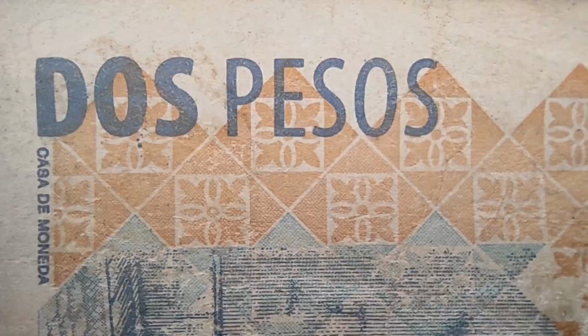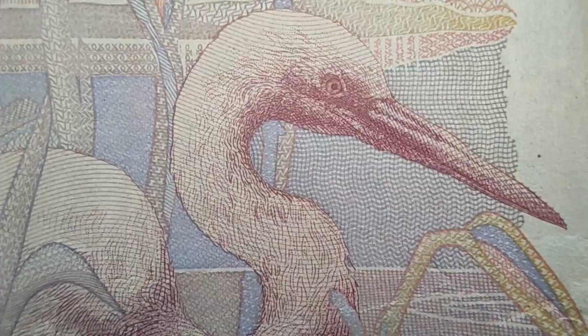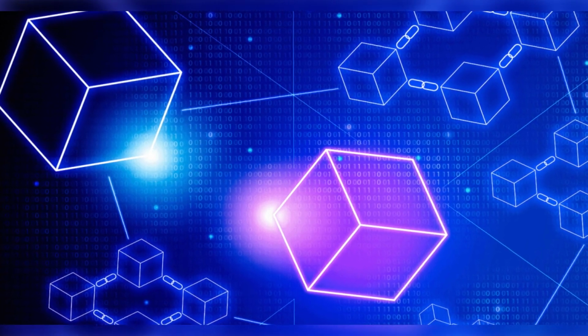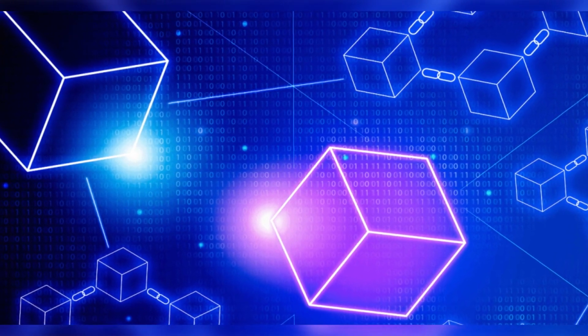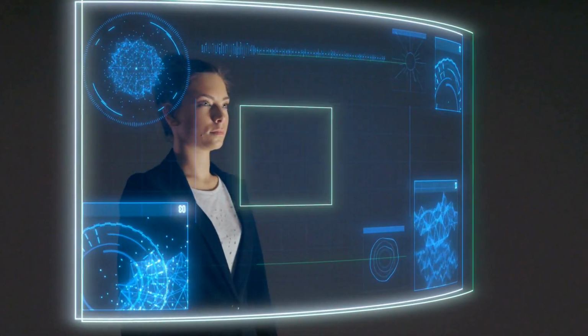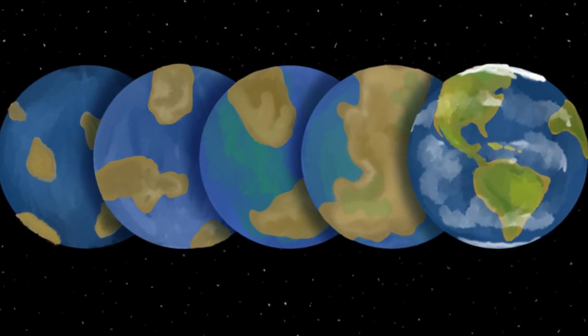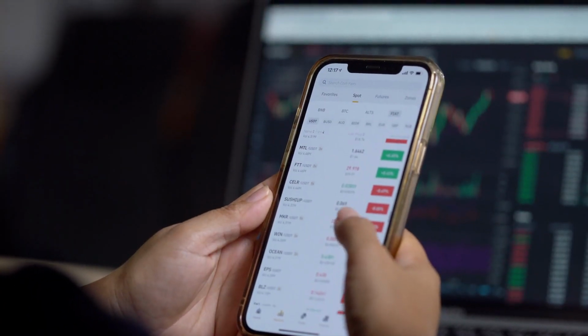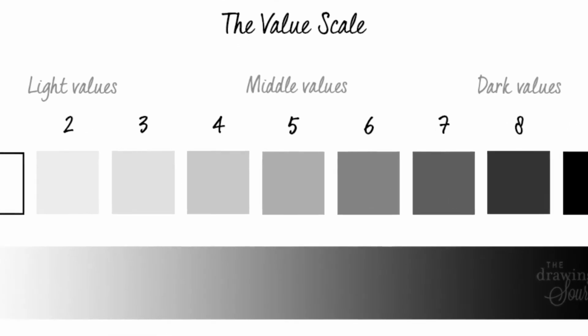Looking ahead, the future of money is still uncertain. With the rise of technologies like blockchain and cryptocurrencies, we may see a shift towards more decentralized and secure forms of money. The world is constantly evolving, and so is the way we exchange and value goods and services.